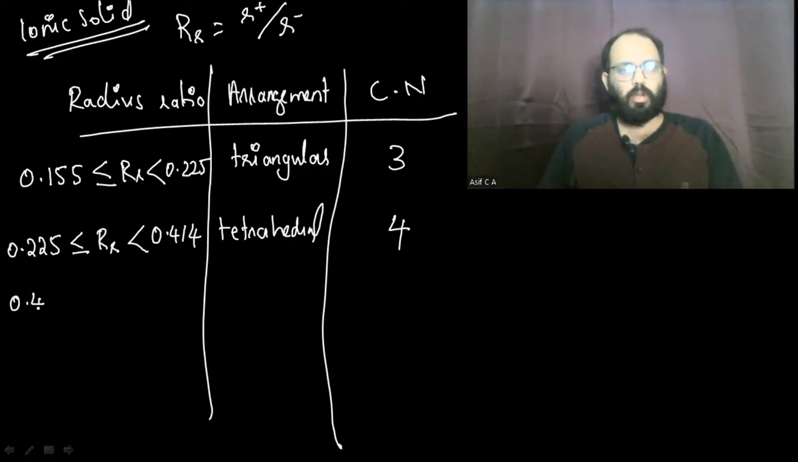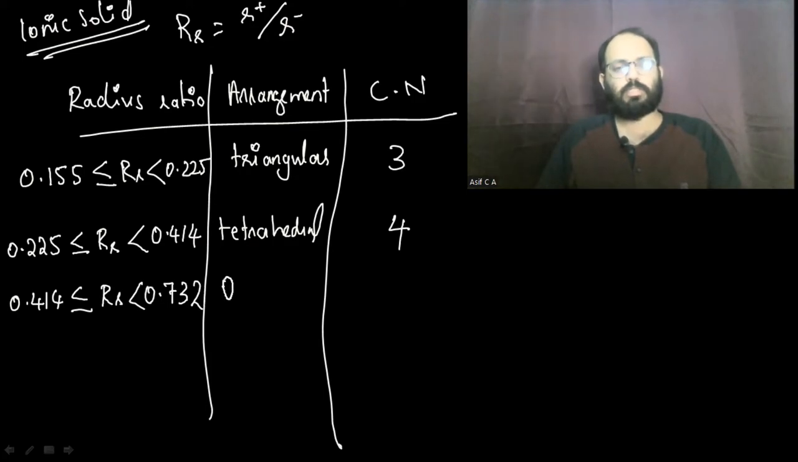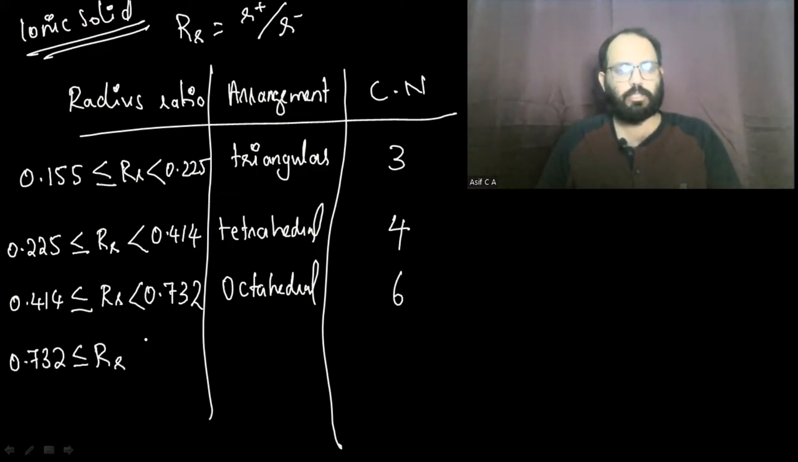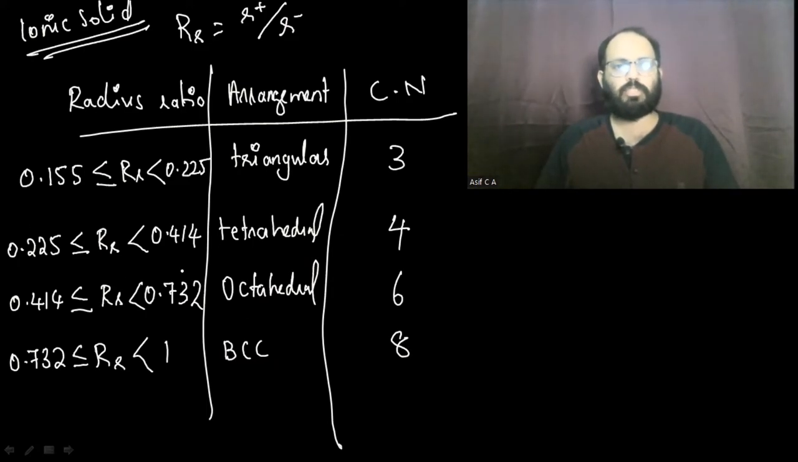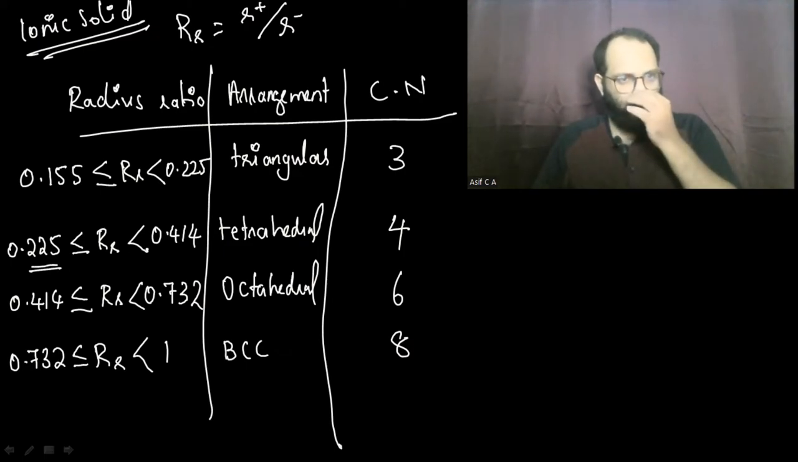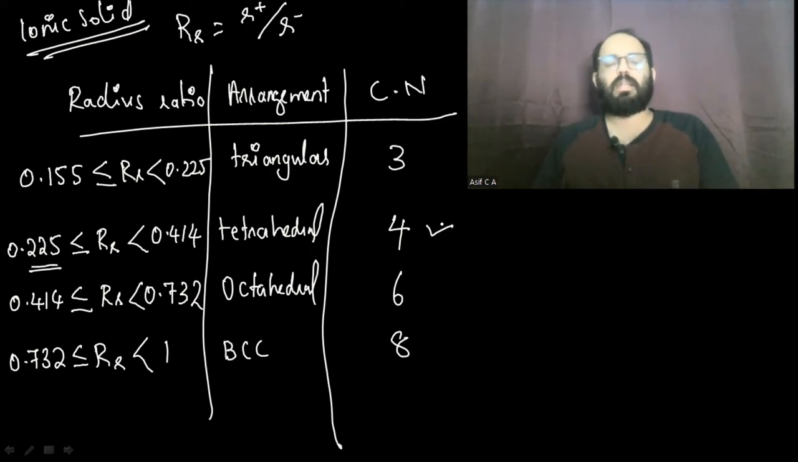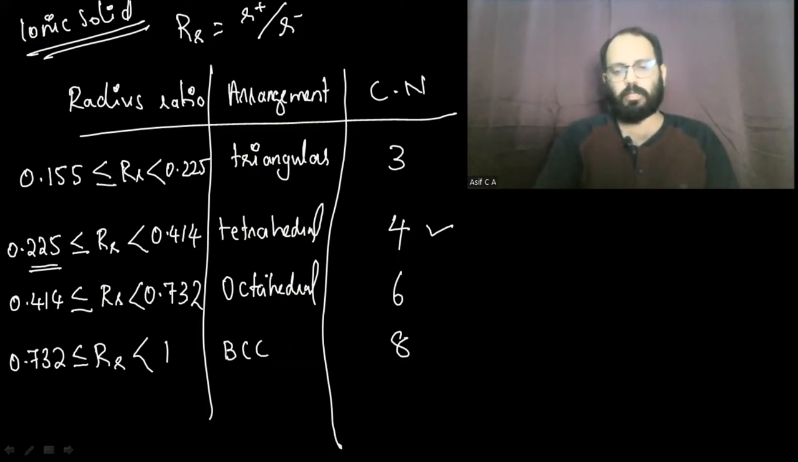Fine. So now 0.414 less than or equal to radius ratio less than 0.732, then this is the octahedral one with the coordination number 6. Then we have 0.732 less than or equal to radius ratio less than 1, then you can say that this will be BCC. For BCC the coordination number is 8, we know. So this limiting radius ratio is very important. We need to know the radius ratio ranges. If they give the radius values of cation and anion, you can find the radius ratio. And if the ratio is between 0.225 and 0.414, that will be tetrahedral and the coordination number is 4. That is how we find it.